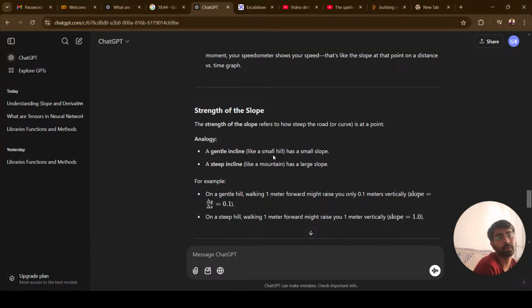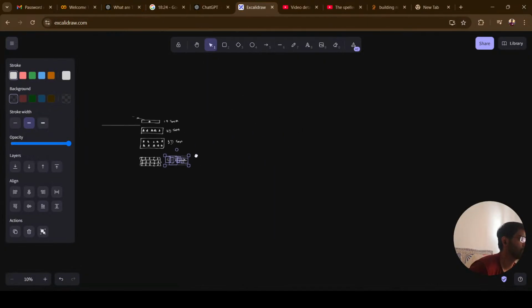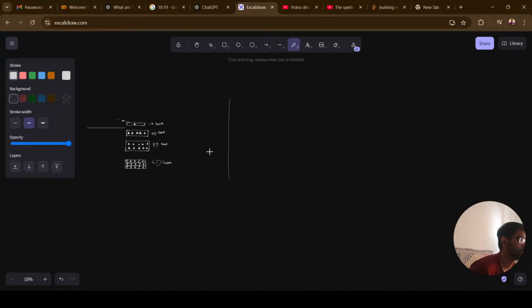Yeah, that is correct. If there's a graph and I have two hills, one is this and one is this, and if I walk, okay, let's just draw here. Let's say I have this as a hill, and I have this as a hill.